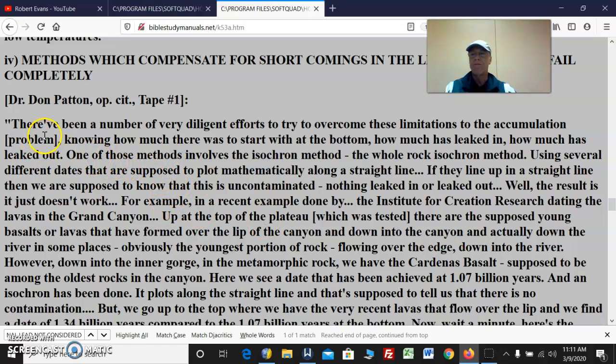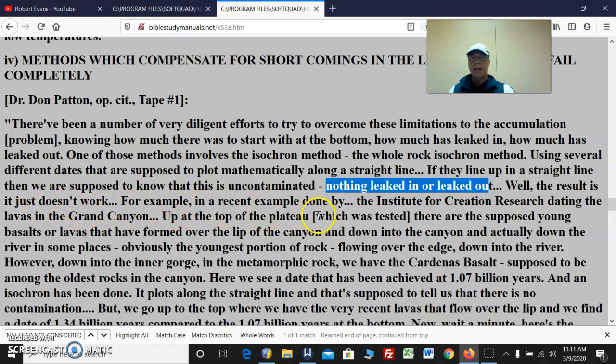Again, Don Patton says there have been a number of very diligent efforts to try to overcome these limitations to the accumulation problem. Knowing how much there was to start with at the bottom, how much has leaked in and how much has leaked out. One of these methods involves the isochron method, the whole rock isochron method, using several different dates that are supposed to plot mathematically along a straight line. If they line up in a straight line, then we're supposed to know that this is an uncontaminated sample, nothing leaked out or leaked in. Well, the result is it just doesn't work.